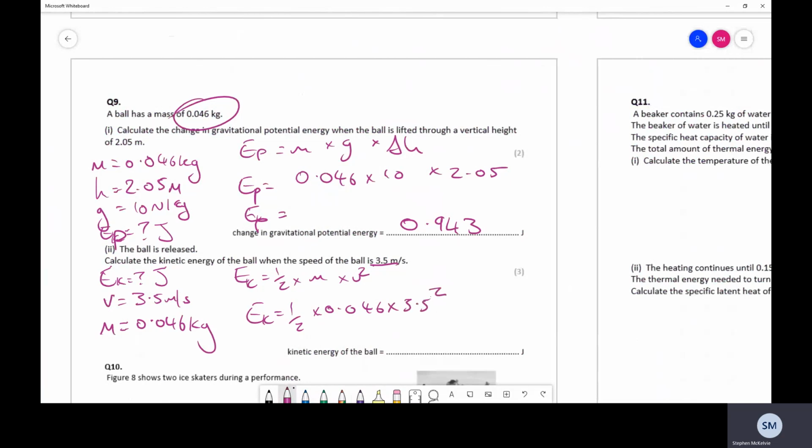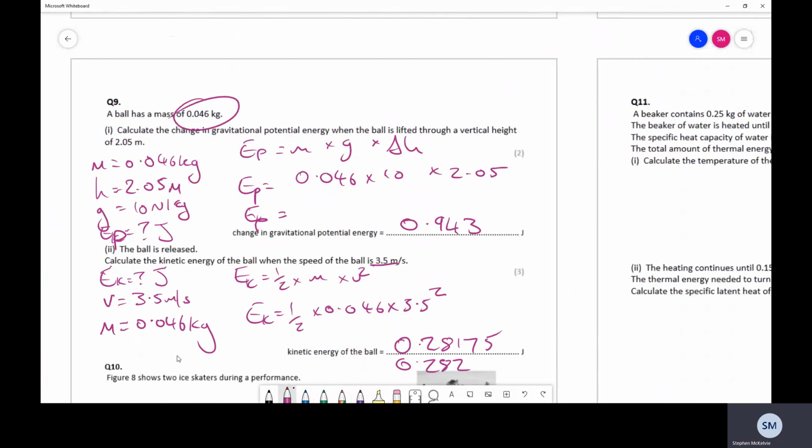Put that into my calculator. 0.5 times 0.046 times 3.5 squared. And again, please don't forget the squared. It's a really common mistake. 0.28175 joules is your answer. We have the 3 decimal places there, so I'm going to go 0.282.